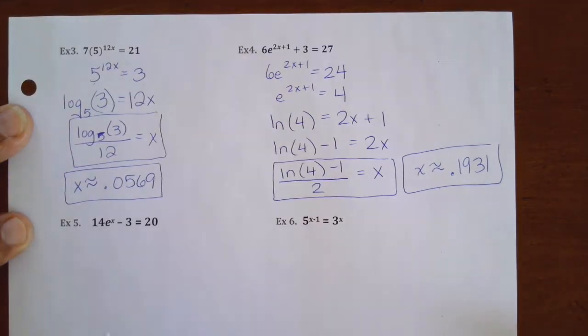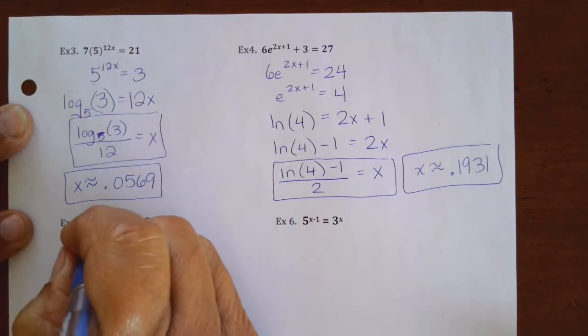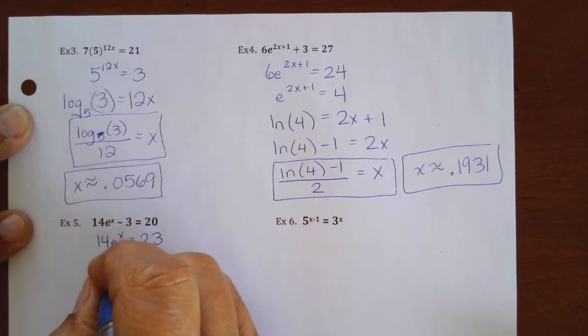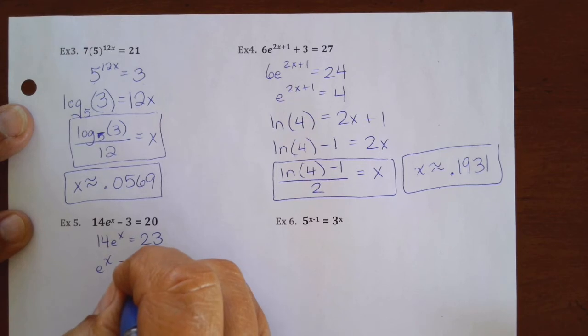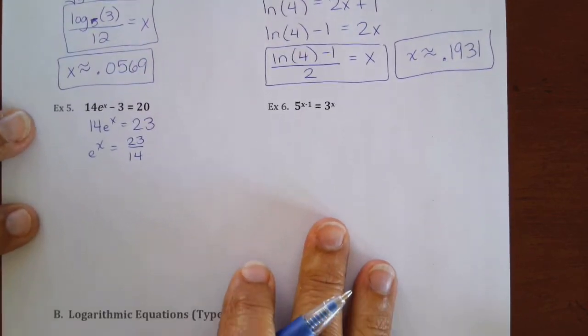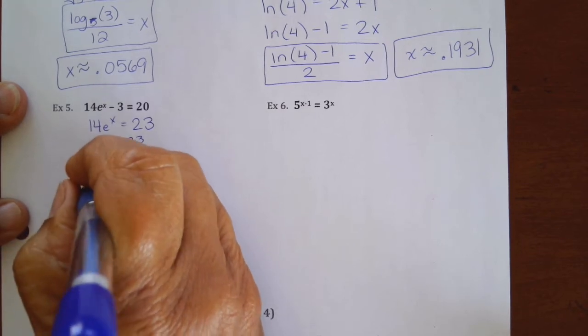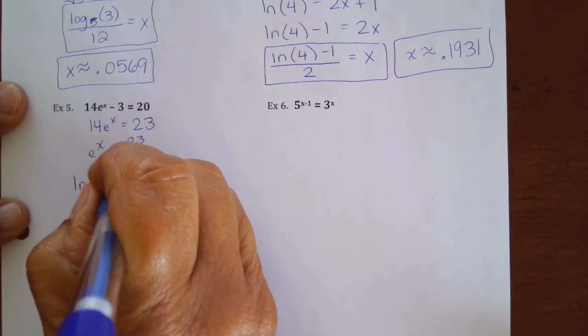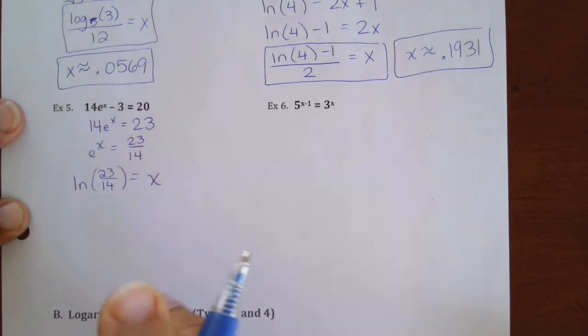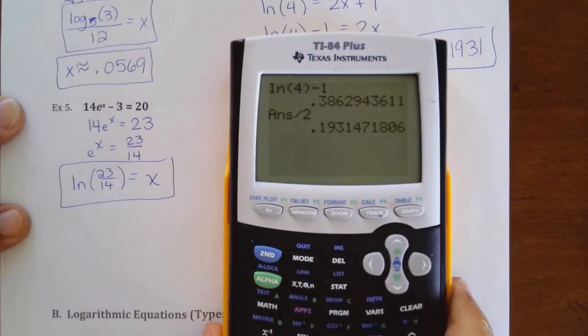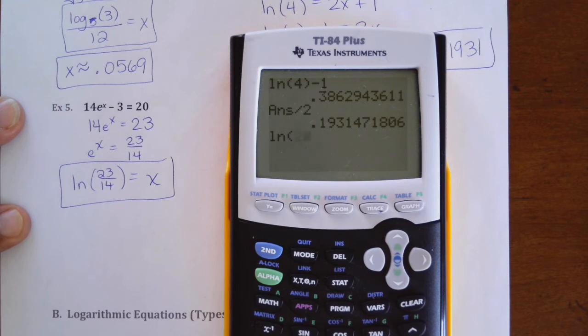All right, example 5. Got to get down to e to the x. So we're going to add 3 to both sides. 23, divide by 14. Okay, I'm just going to leave that as a fraction. So now I'm ready to write it in logarithmic form. So the natural log of 23 over 14 equals x. So that one I don't have to do anything. There's my answer. And now I can get the approximation, the natural log 23 divided by 14.